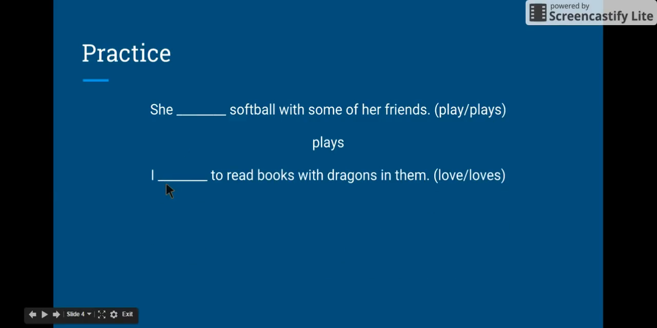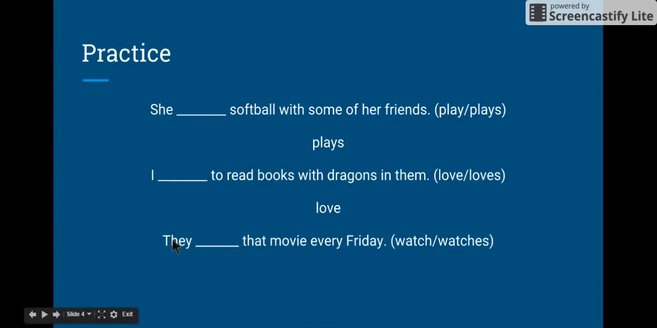The next sentence says, I blank to read books with dragons in them. I could plug them both in and see which one sounds better. I love to read books with dragons in them. Or I loves to read books with dragons in them. Or I could go back and see that with the pronoun I, you do not need to add an S to the verb. So it would be I love to read books.